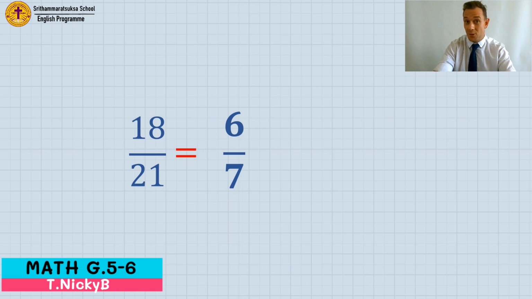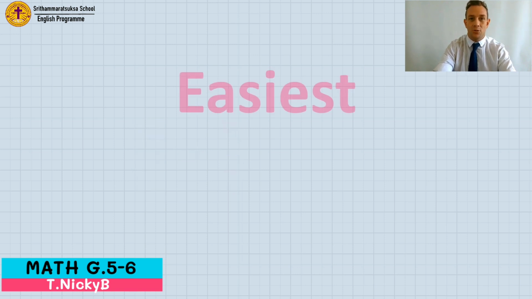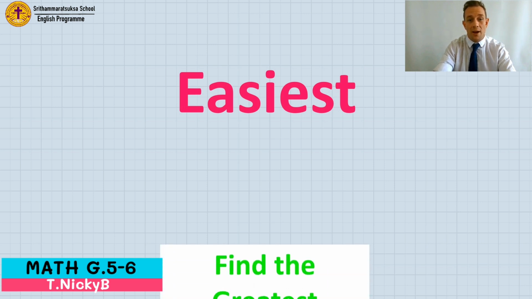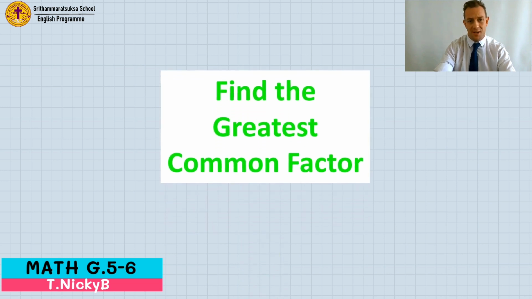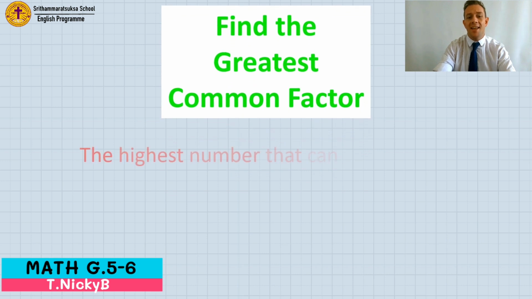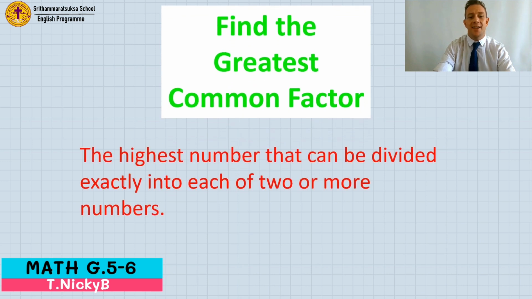Alright, are you guys still with me? But now we get to the easiest and the quickest way to simplify fractions. And to do that, we need to find our greatest common factor, or GCF. What is the GCF? Well, let me tell you. It is the highest number that can be divided exactly into 2 or more numbers.